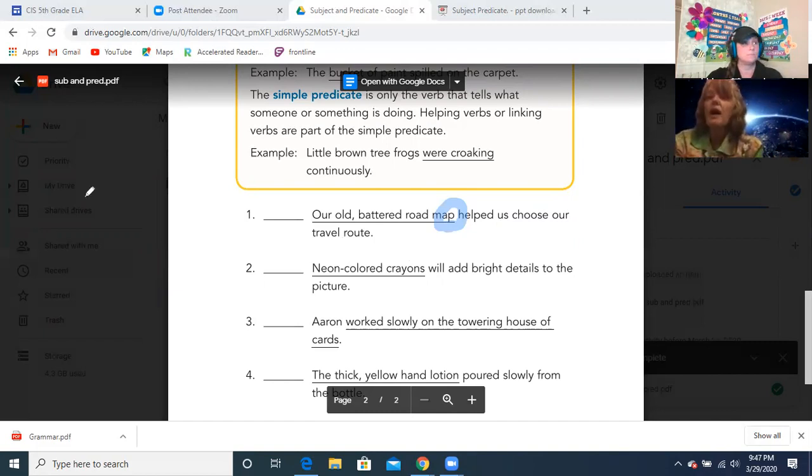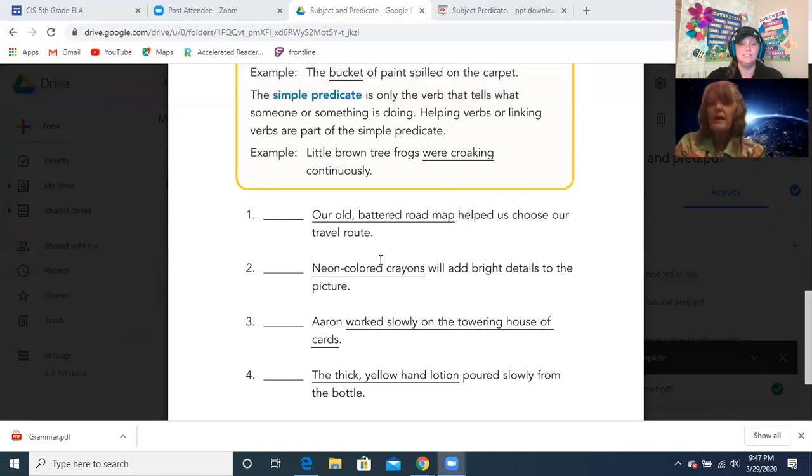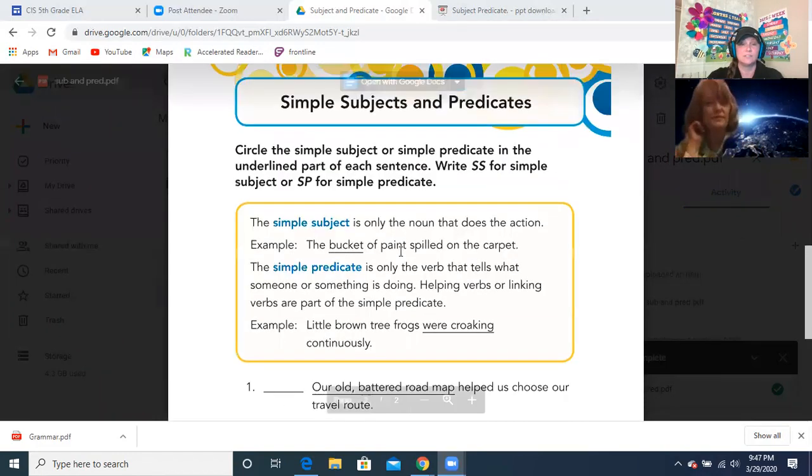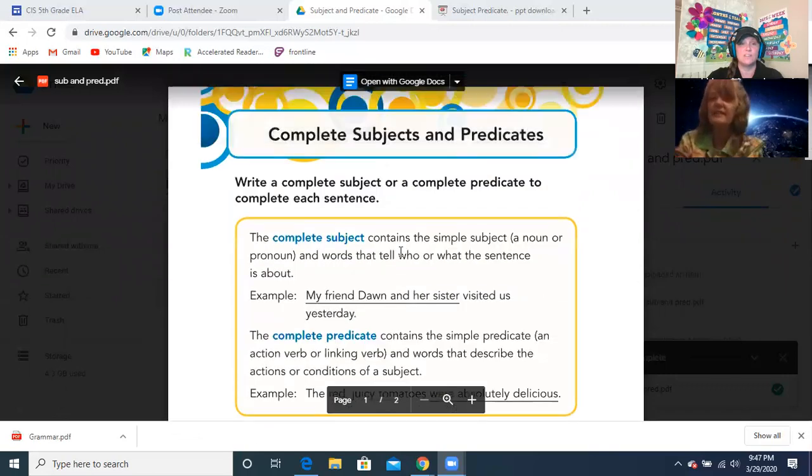Usually, on most sentences, the noun, or the simple subject, will come before the verb. Most of the times it will. So that's just a clue. Very good. So we did good.